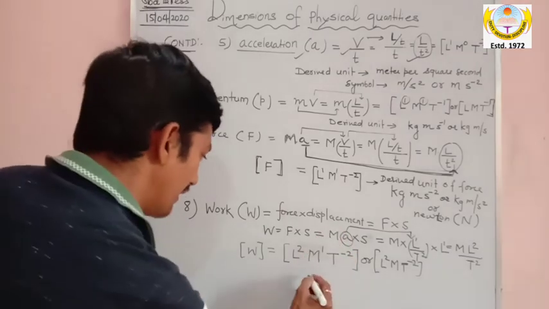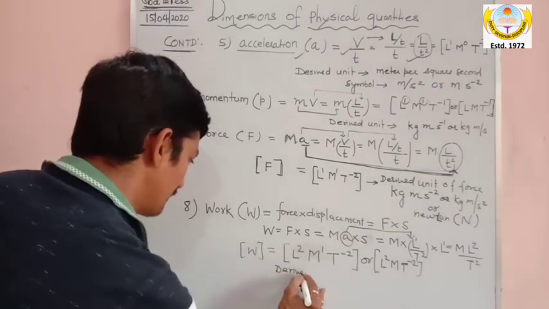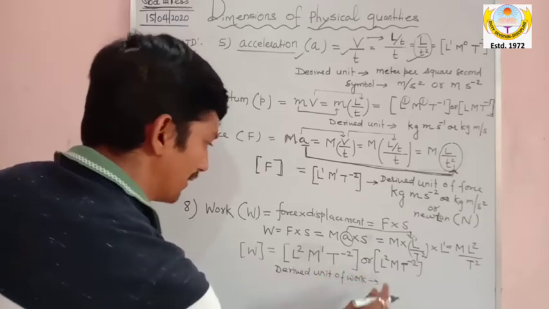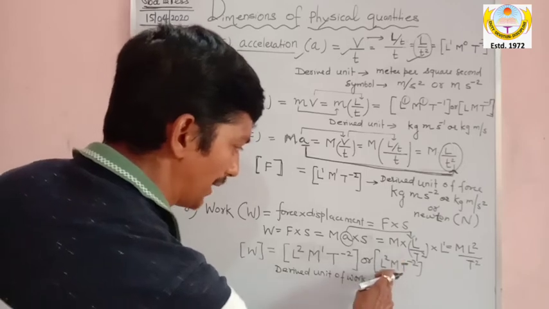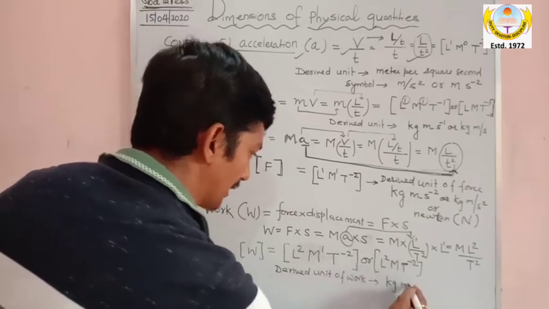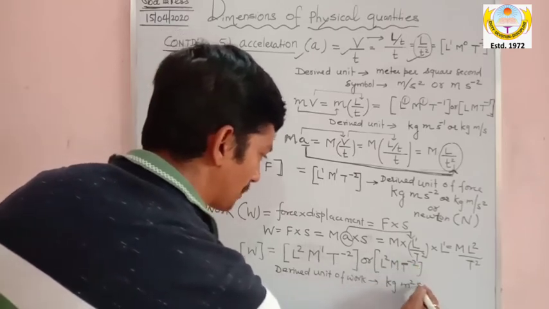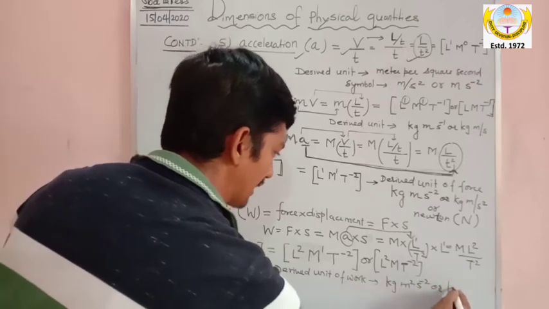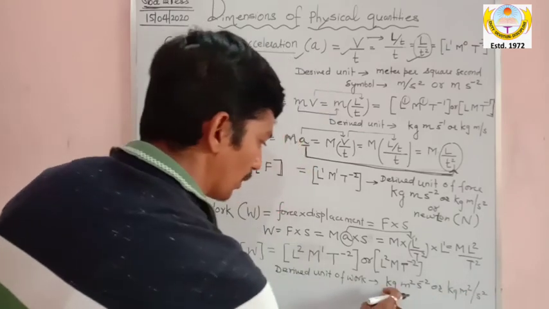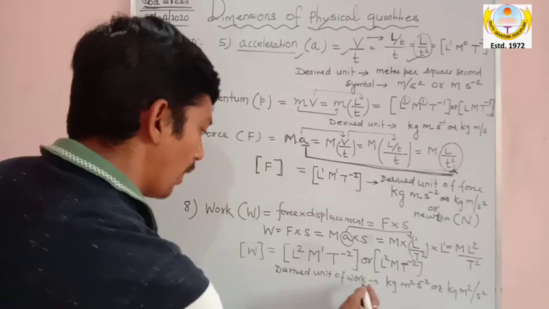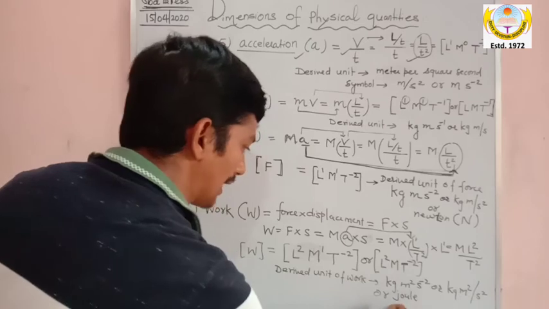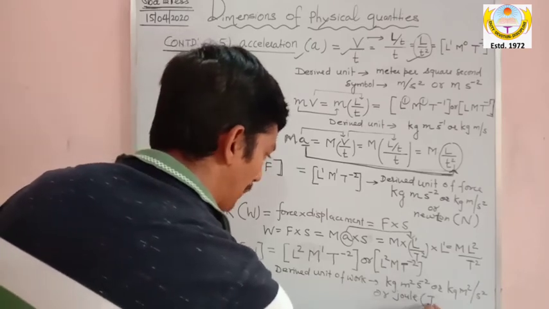And what is its unit? Derived unit of work, you can see, my dear, here m for mass, that is kilogram power 1, meter, L power 2, that is meter square, and t power minus 2, s power minus 2. Or I can write this as kilogram meter square per second square, or joule. Joule, all the letters small, symbol capital J.